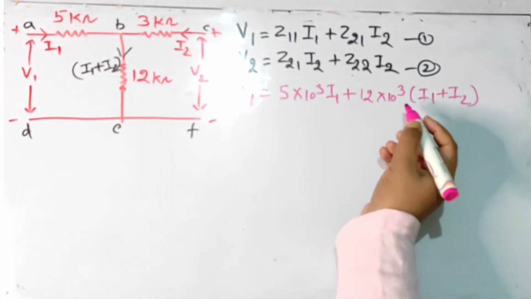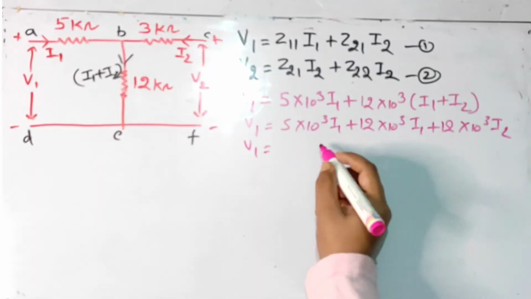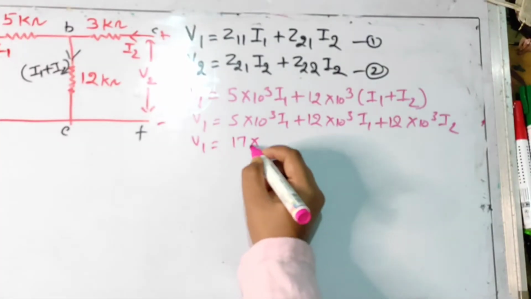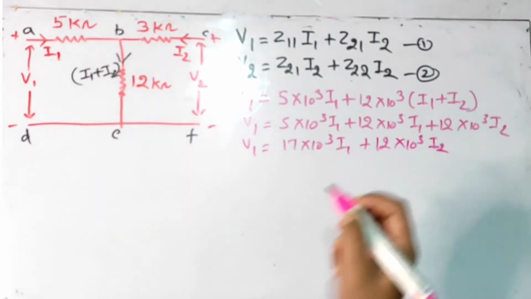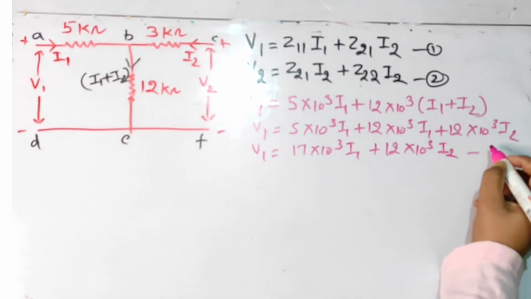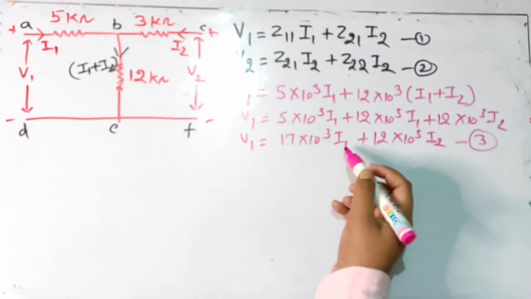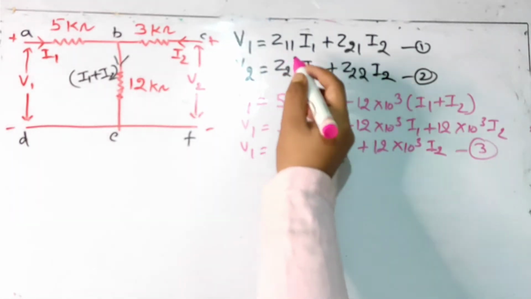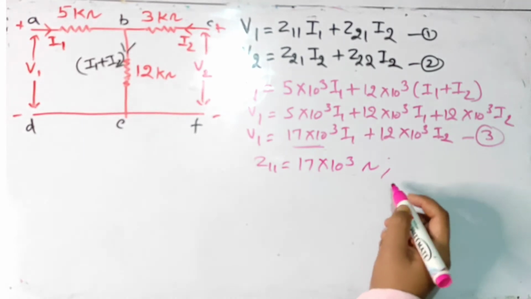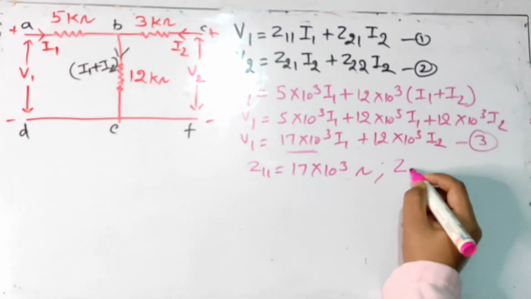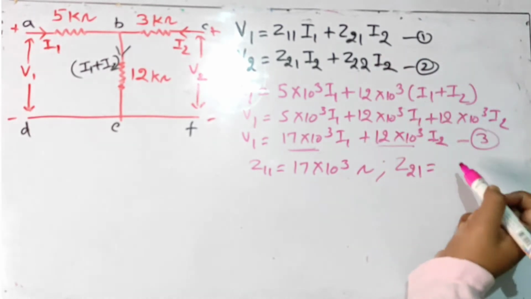Now we will simplify the equation in terms of I1 and I2. Adding these two quantities, we get 17 into 10 to the power 3 I1 and 12 into 10 to the power 3 I2. Let us call it equation 3. So if we compare the coefficients of I1 from equation 1 and 3, we come to realize the value of Z11 is 17 into 10 to the power 3 ohm, and the value of Z12 is 12 into 10 to the power 3, that is coefficient of I2, similar to equation 1.